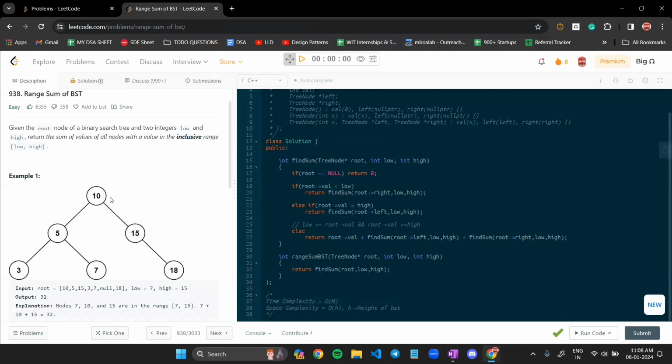Why? Because in the worst case, all the values of my tree can fall in the range of low to high, right? So we would be including all of them. It means that we will be traversing over all of them. So in the worst case, the time complexity would be order of n.